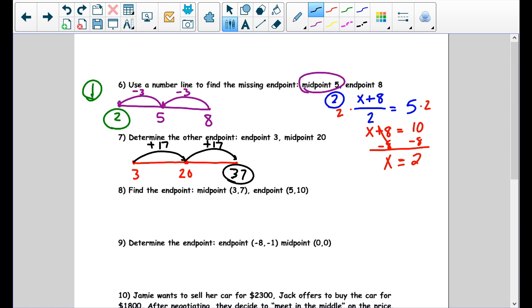Here's the problem here. If I have coordinates, I kind of have to do this twice. Does that make sense? So I'm going to do the same thing. I'm going to do my x's, and then I'm going to do my y's. So I'm drawing my picture.